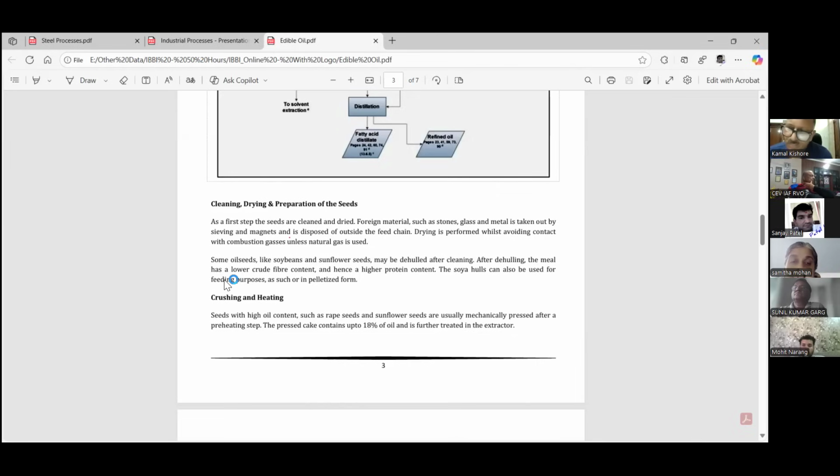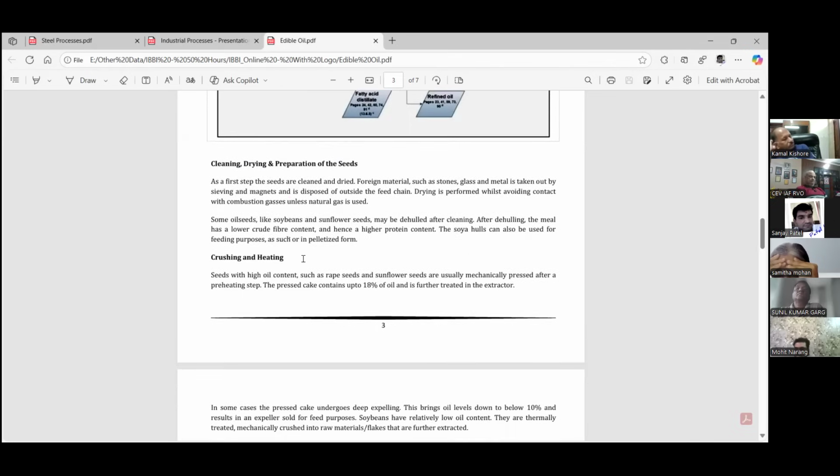Okay. So first, it is a cleaning process. Whatever seeds come from the farms, whatever foreign materials may be present in the form of dust, iron or any plastic, we clean that with separators or with water. After cleaning with water, it goes for the drying process. After the cleaning process with the separator, physical separation and water, it goes for crushing.